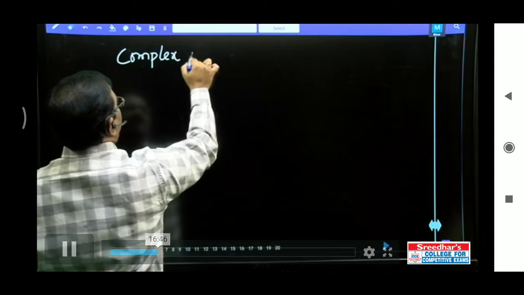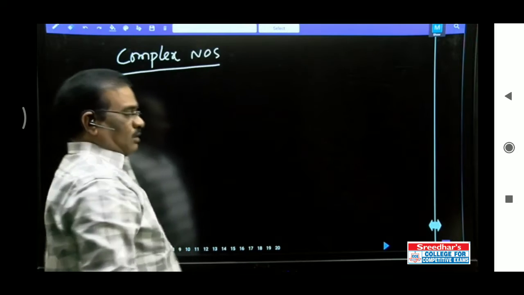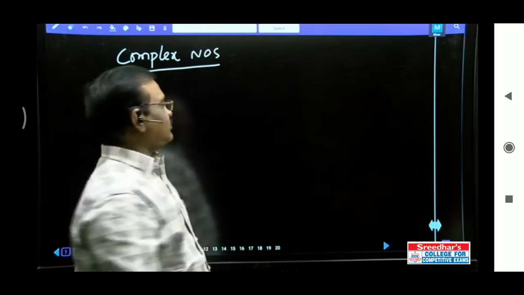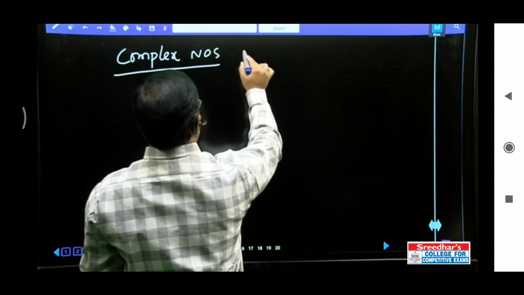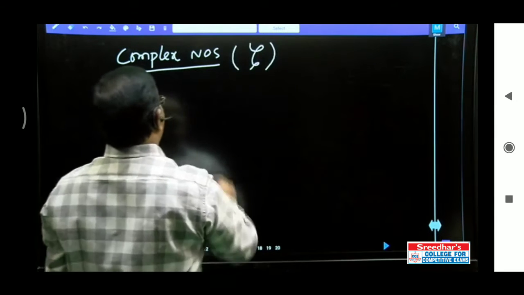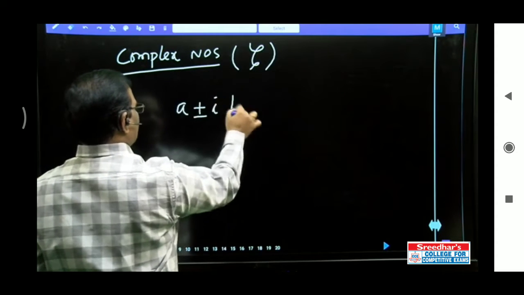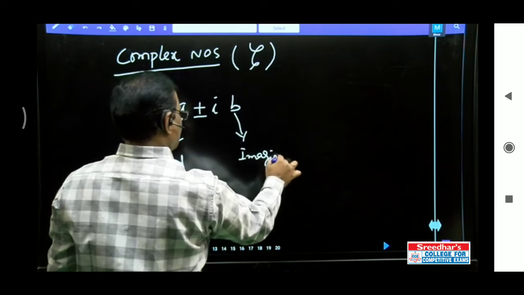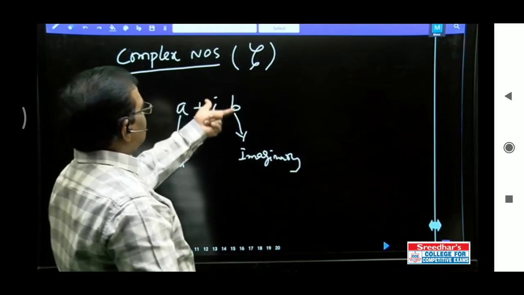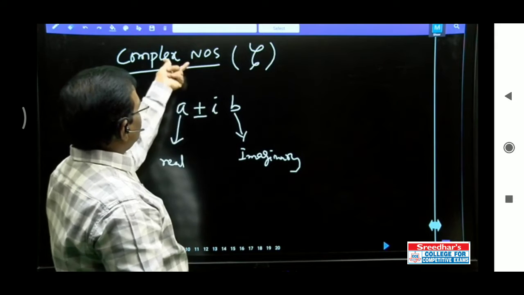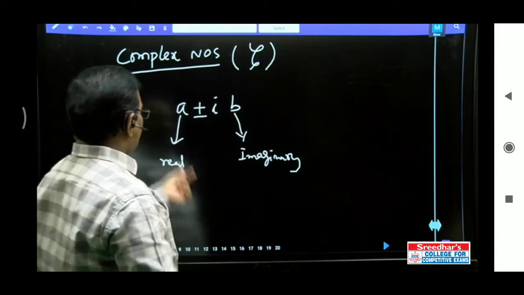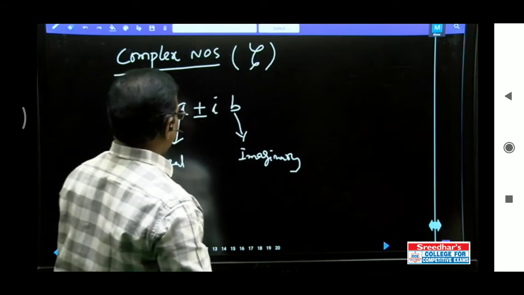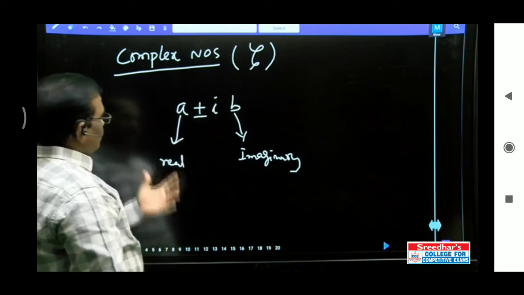Complex numbers. What are complex numbers? Complex numbers are the combination of both real and imaginary, and the complex number set is denoted by capital C. Complex numbers are of the form a plus or minus ib, in which a is the real part and b is the imaginary part. If a is equal to 0, it is purely imaginary. If b is equal to 0, it is purely a real number.